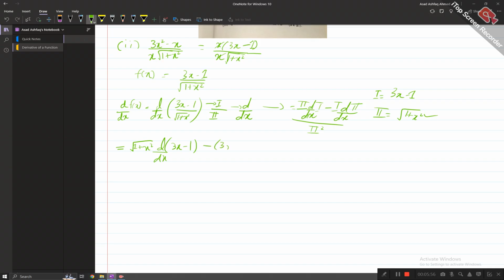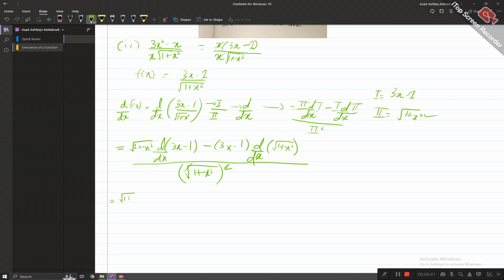minus first term into derivative of second term, that will be square root of 1 plus x square, now divided by second term whole square, that is square root of 1 plus x square whole square. So what we will do here, the square root will be cancelled by the square.